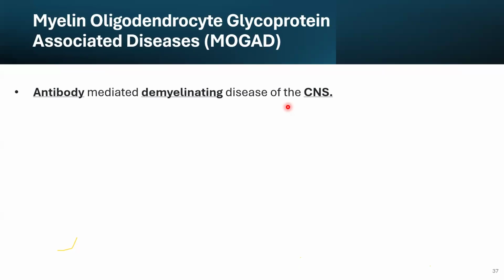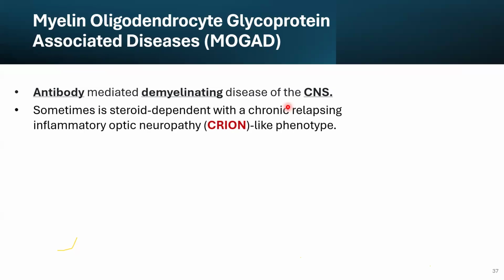So what is MOG? It's an antibody-mediated demyelinating disease of the central nervous system. It's a newly recognized entity. It's distinct from other conditions like MS or NMO. In the past, certain patients are steroid dependent, and we call them chronic relapsing inflammatory optic neuropathy. And with the discovery of MOG, a lot of patients with this condition came back MOG positive.